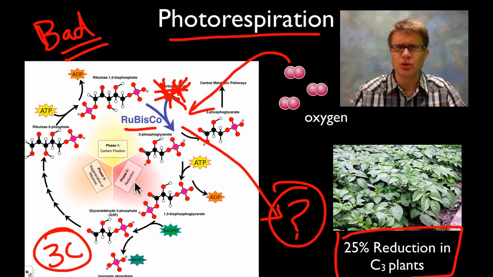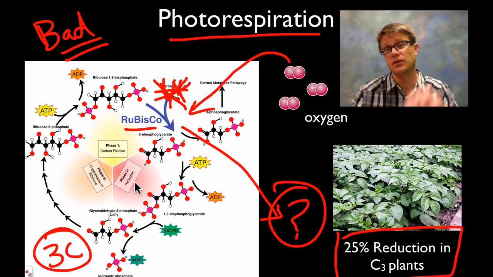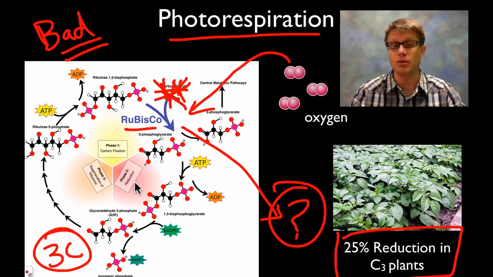And so you might think evolutionarily, why would this have even evolved? Well, remember, photosynthesis shows up first and then oxygen in the atmosphere shows up much later. And so it wasn't a problem initially, but it became a problem.